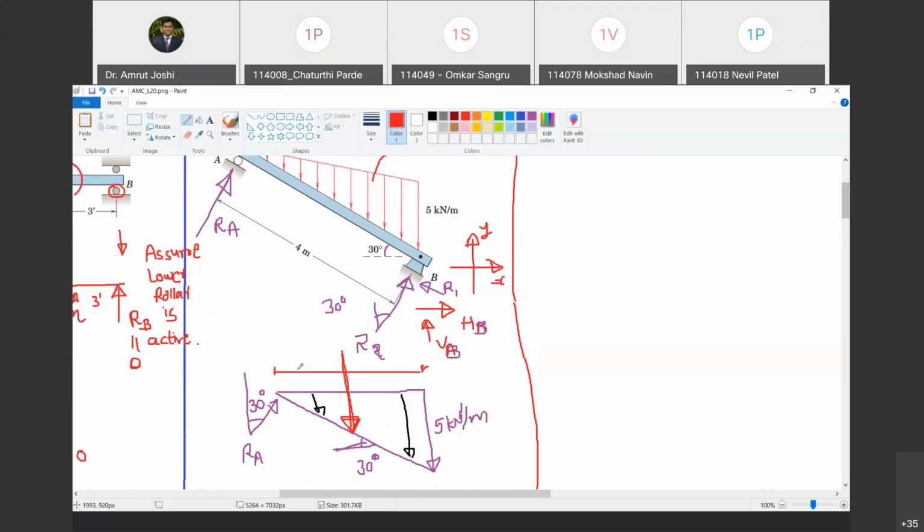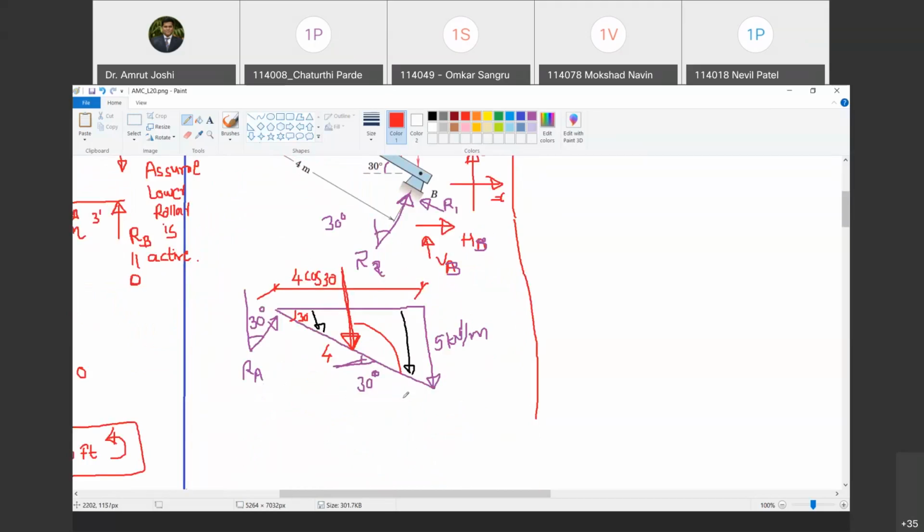This total distance is 4, because this distance is 4. This angle is also 30 degrees. So it is 4 cos 30. Do you agree with me? Yes, sir. So this total distance is 4 cos 30. Happy? Yes. So how much is this force? Half base, that is 4 cos 30, into height, that is 5 kilonewton per meter. Are you with me? Yes, sir.